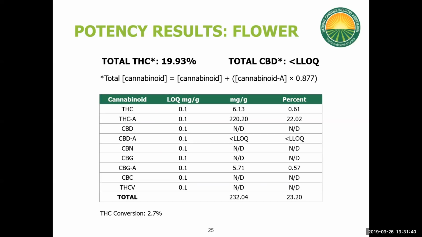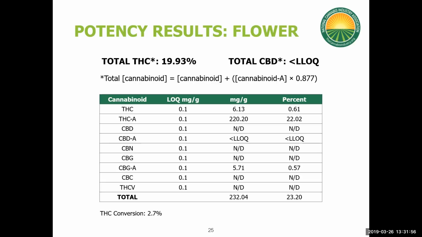So this is an example of a potency result in flower. At the top of the test result, you might see the total THC or the total CBD content, along with the equation they use to calculate that. And then you might see a table. So on the very left, we're listing all the analytes. In this case, it's cannabinoids.